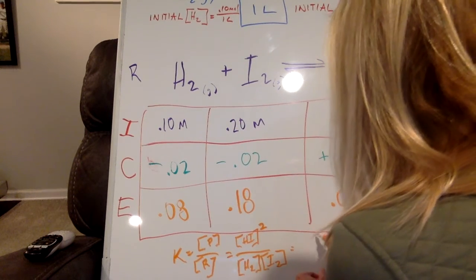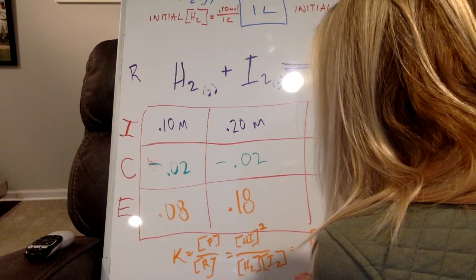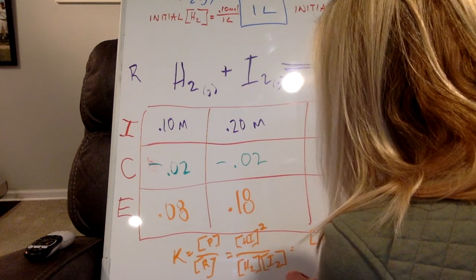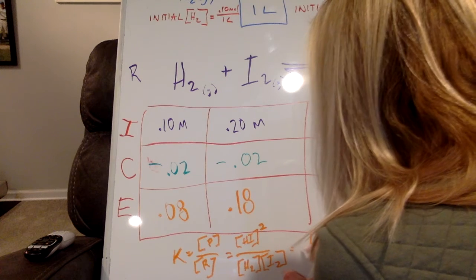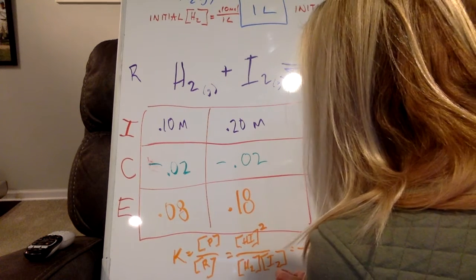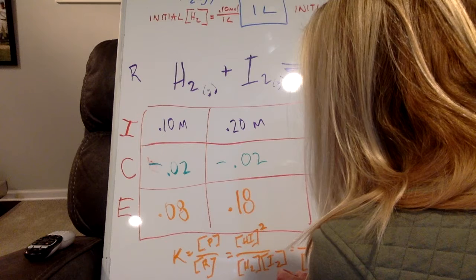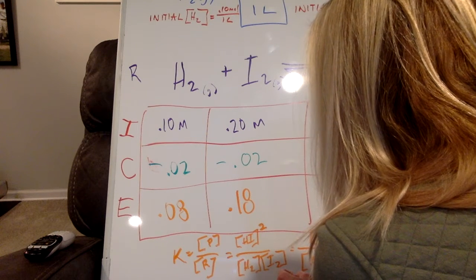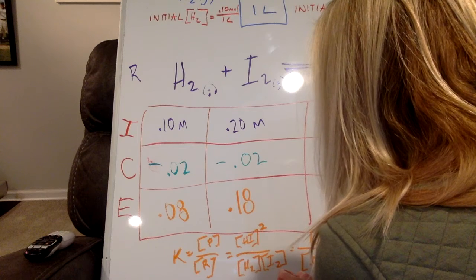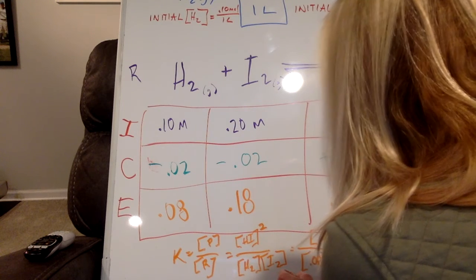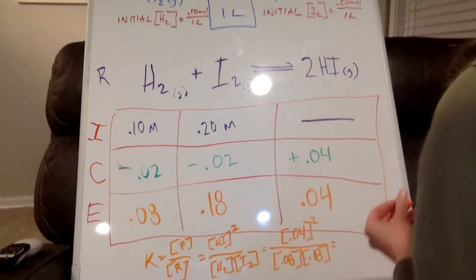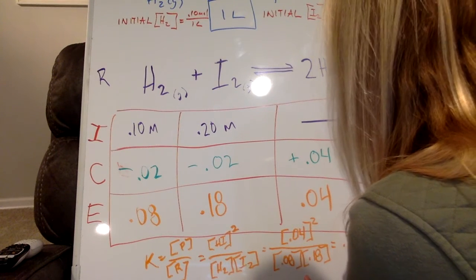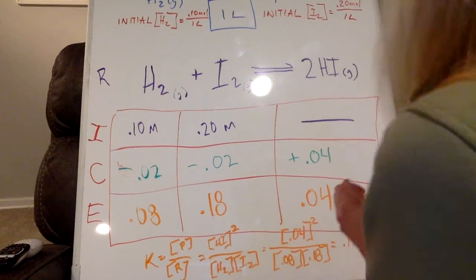So then I plug in my number. So I want my equilibrium concentration. So 0.04 squared divided by 0.08 times 0.18. Okay, so this, when I plug in the numbers, I get 0.11.